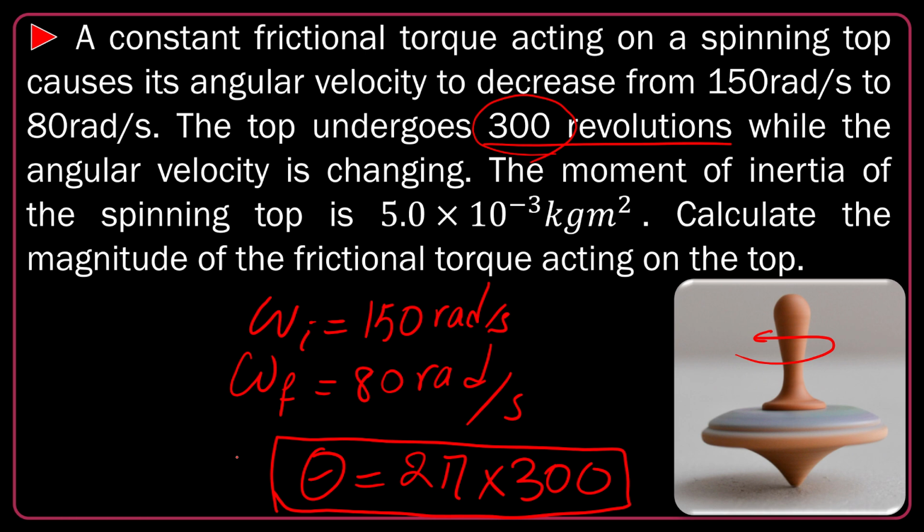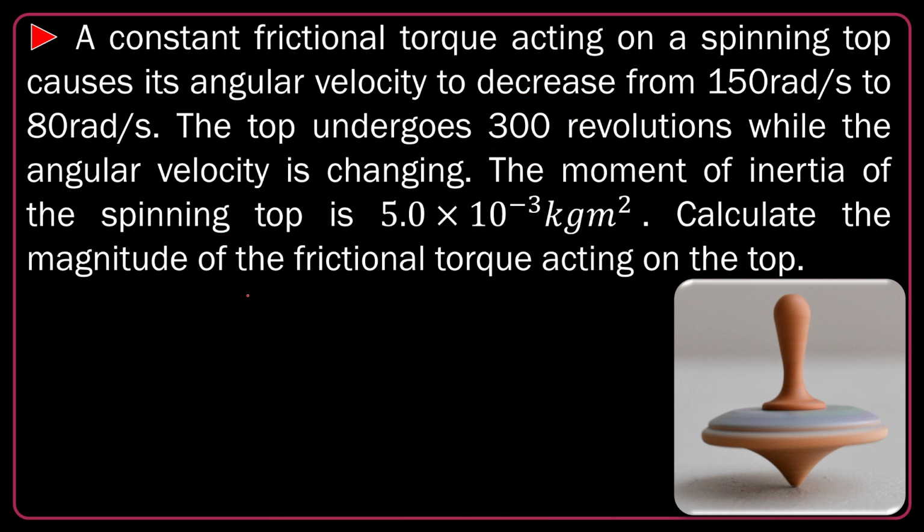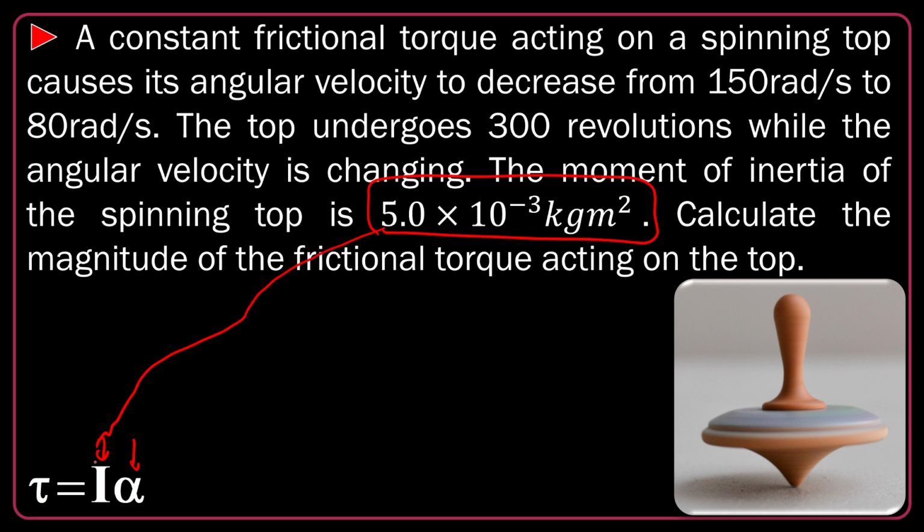Okay, the moment of inertia of the spinning top is this. I is given, I know that in SI unit. Calculate the magnitude of the frictional torque acting on the top. Okay, our goal is the torque. We need the torque, so I should have I and I should have alpha. I know the I is given, so it's very straightforward. I am just supposed to find alpha.